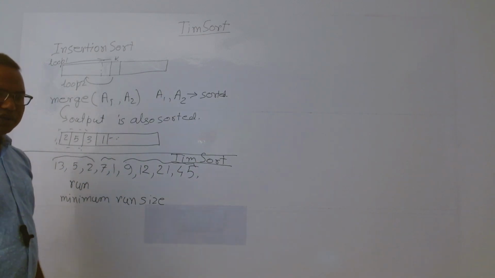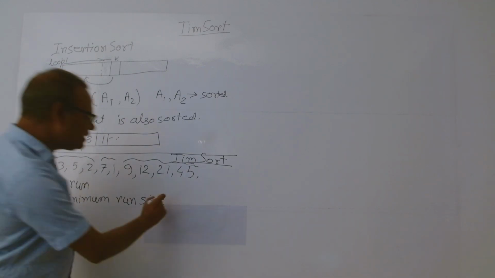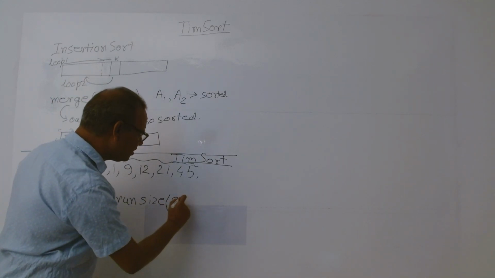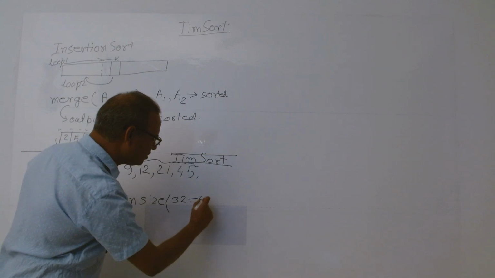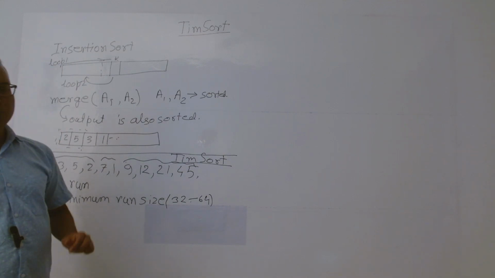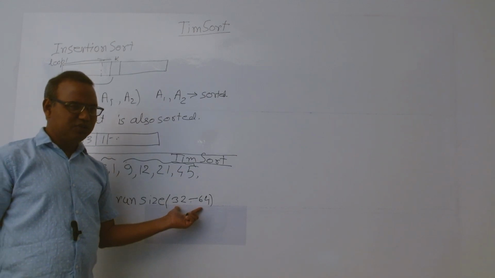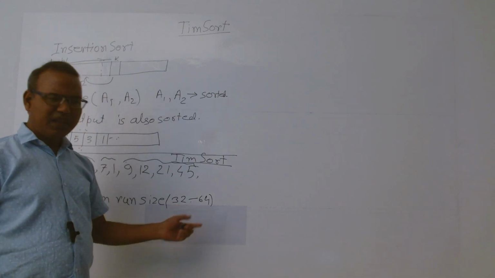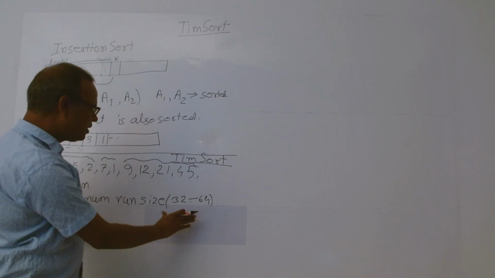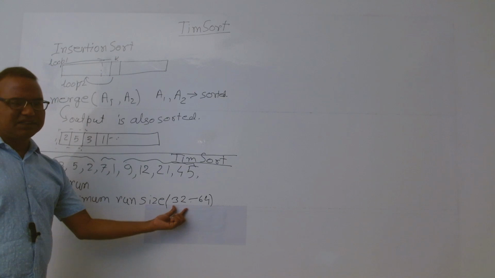Okay, we have a concept of minimum run size. In the Python program, it's generally 32 to 64. It's any value that depends on what input we are taking. Based on that, this value is generally 32 to 64. It may be 35, 40. So a minimum run size is fixed. For the timing, let's assume that the minimum run size is 30.